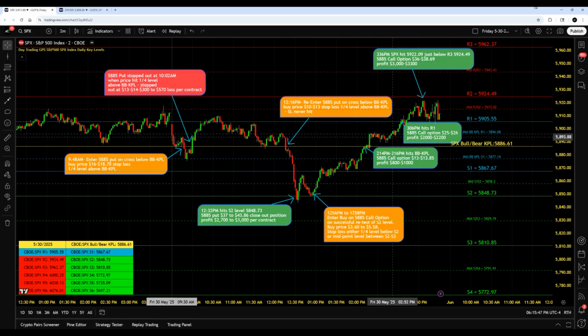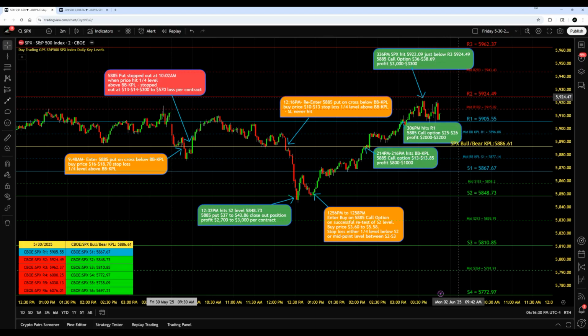So if you did scale out and leave a runner, it did happen in this case to keep running. If you look back to the prior action here, then you could make the case that there's a fair chance that it's going to run back up to these levels again, which it actually did. And at 3:06 p.m. it hit the R1 of 59.0555, and at that time, if you had any runners, that would be worth 25 to 26. So the runners would have a profit of 2,000 to 2,200, again depending on what price you bought it at and what price you exited at up here.